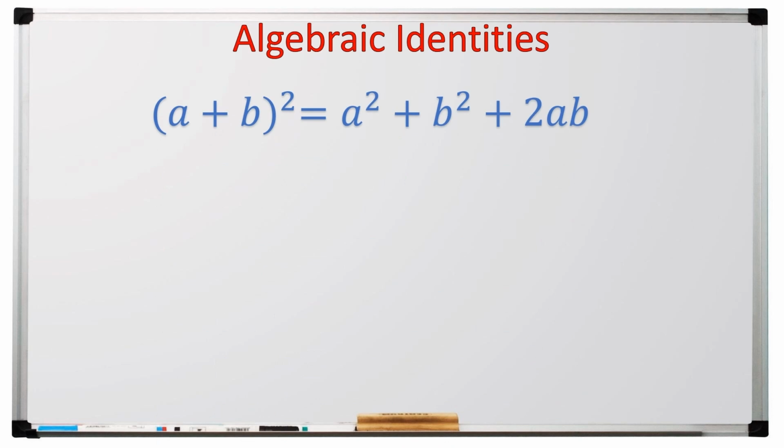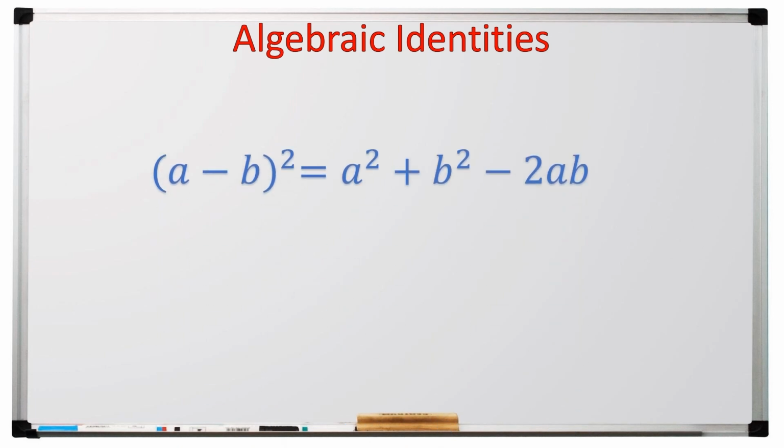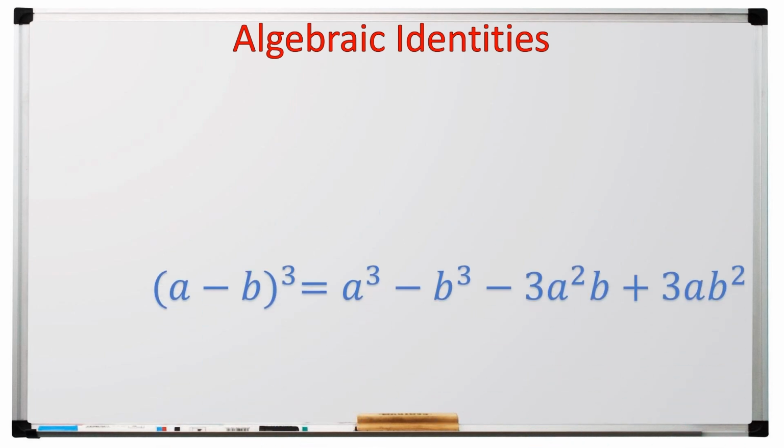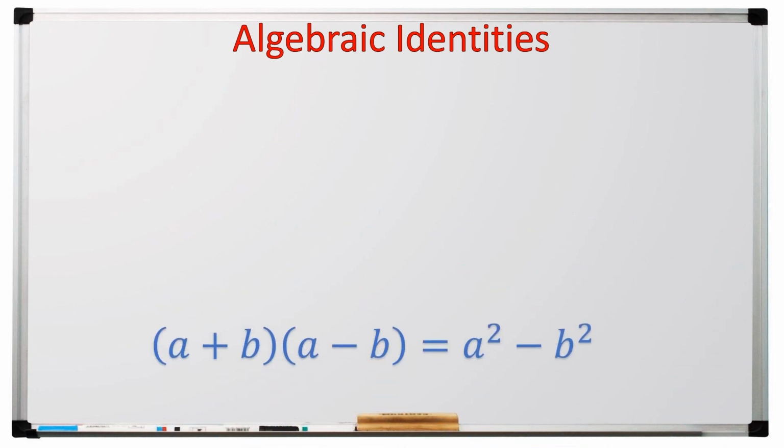The first algebraic identity we will discuss is related to the square of summation. The second identity we will discuss is related to the square of subtraction. Next, we will discuss the cube of summation. Then we will discuss the cube of subtraction. One of the popular identities in algebra involves the multiplication of summation and subtraction.